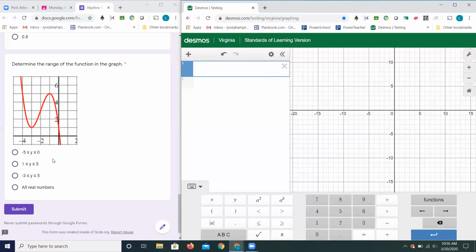Would we only have to stop from -5 to 0? Are there any other passengers anywhere else? Are we going to stop only from 1 to 5? Are there passengers above 5 or below 1? Are all the passengers between -3, which is down here, to 5? Are there no passengers greater than 5? Or will there be a passenger at all real numbers? And it looks to me like this graph goes on and on forever in both directions.